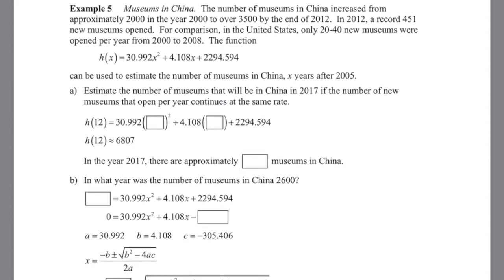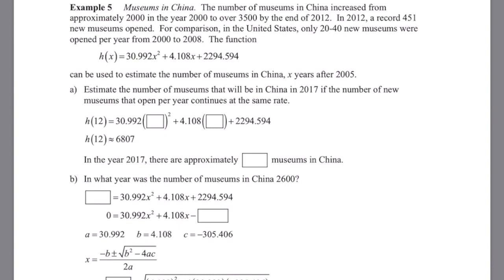So h of x represents the number of museums, and x represents the number of years after 2005. So if I'm looking for the number of museums in 2017, that would mean that x would be 12, since 2017 is 12 years after 2005. So we will want to evaluate our function h of x at 12.